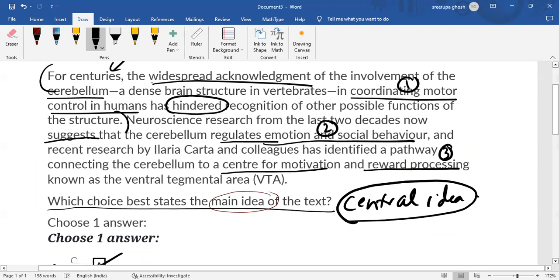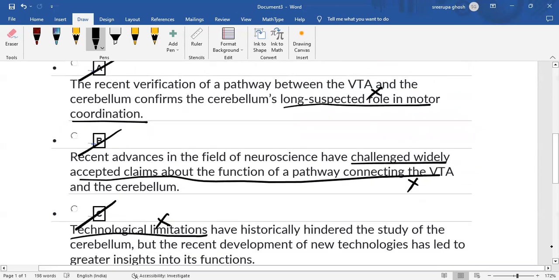And every choice that you're eliminating has to be done on a perfect ground. There has to be a ground. Look at this. See, this part is wrong, so I've crossed this. For this option, this part is wrong. I've crossed it. For this option, technological limitations is wrong. I've crossed this. Am I clear?